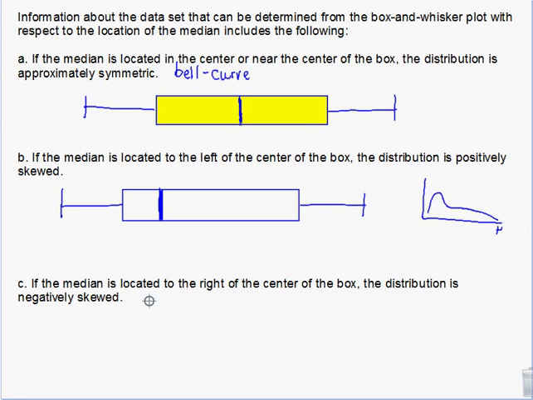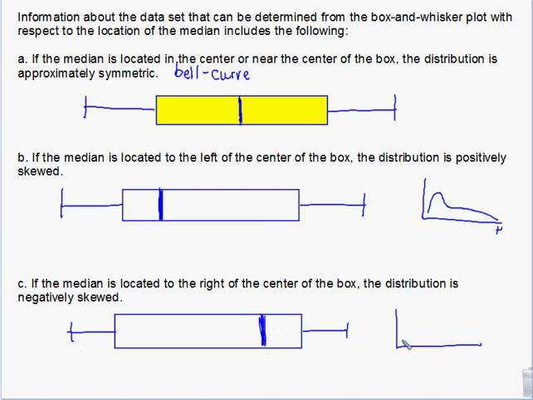And then if the median is located to the right of the center of the box, so we're over here somewhere, we're negatively skewed. So we've got a bunch of data over here on the lower side pulling us.